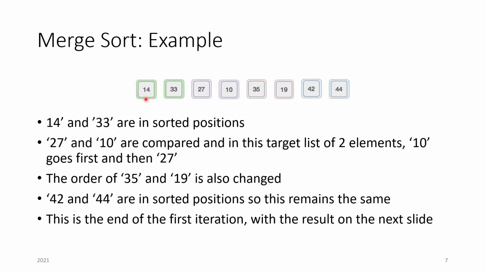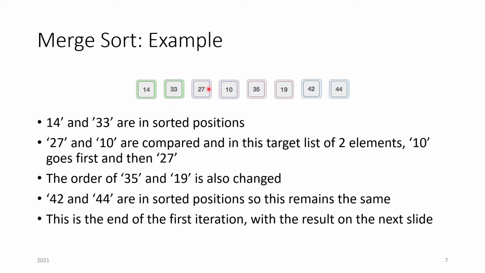So we start with 14 and 33, which were our first 2 values. We see which one is the lesser value and which one is the greater value. We put the lesser values on the left-hand side and the greater values on the right-hand side. In this case, 14 and 33 are already sorted.